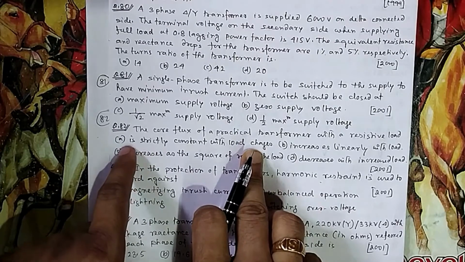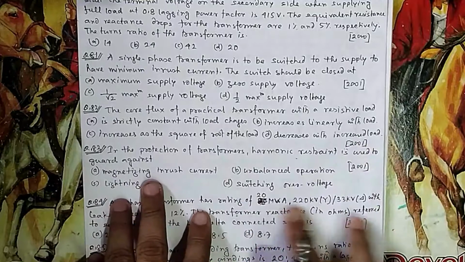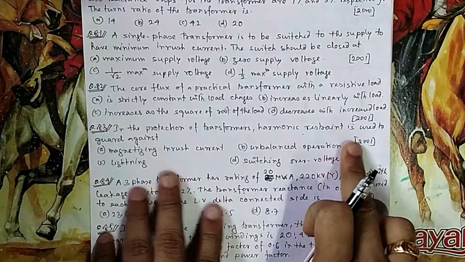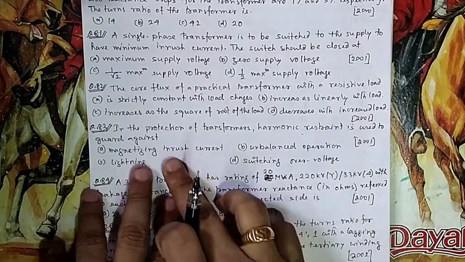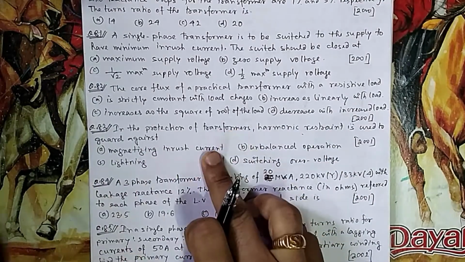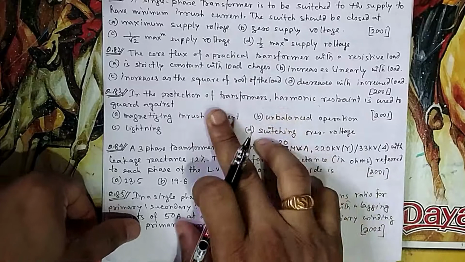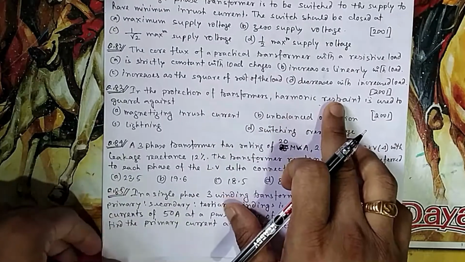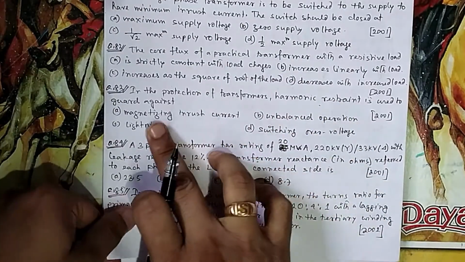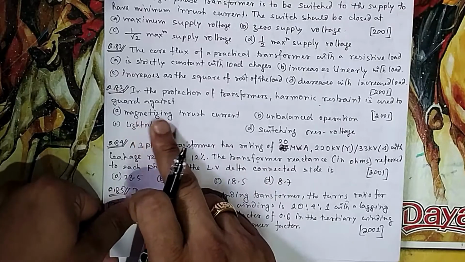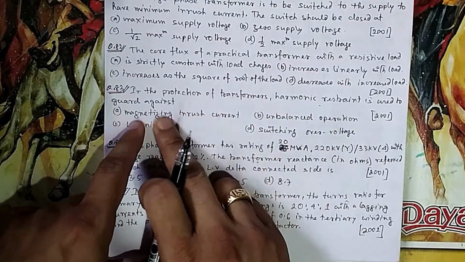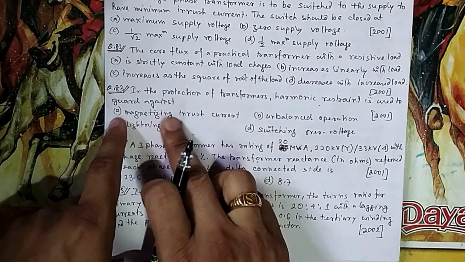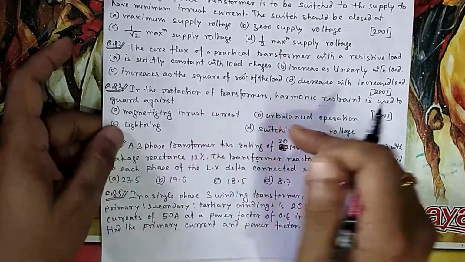That is option A. Now if you come to 83, in the protection of the transformer, the harmonic restraint is used to guard against what? We have already seen this one. This is for magnetizing inrush current. In protection, we have a detailed discussion of how this harmonic restraint coil works. You can check that video in the protection videos, in the playlist for protections. You can see that we have discussed that theory. So magnetizing inrush current, that is 83A.